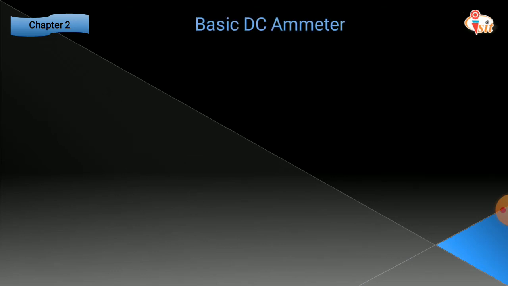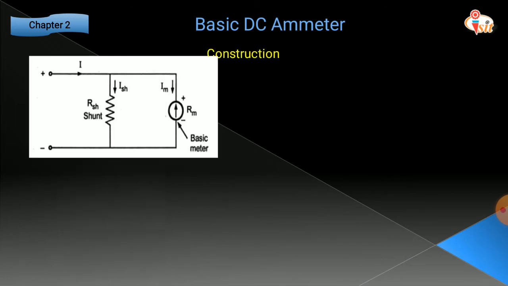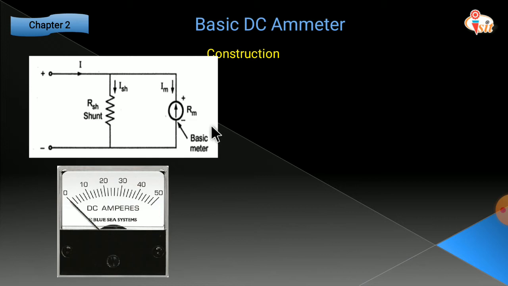First we are going to see basic DC ammeter. Now this is the construction of basic DC ammeter. This is an analog DC ammeter, the actual analog DC ammeter, and the circuit diagram inside the DC ammeter. Here is a circuit diagram inside the DC ammeter. This is a basic DC ammeter.